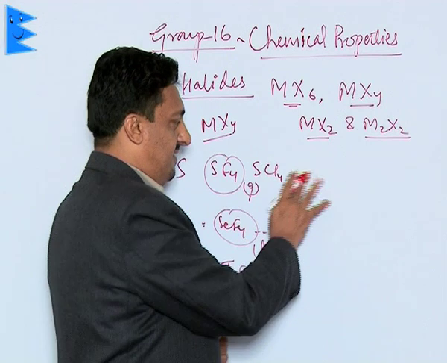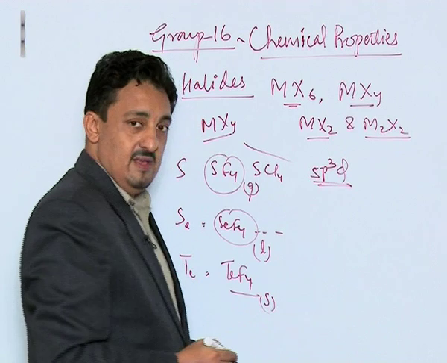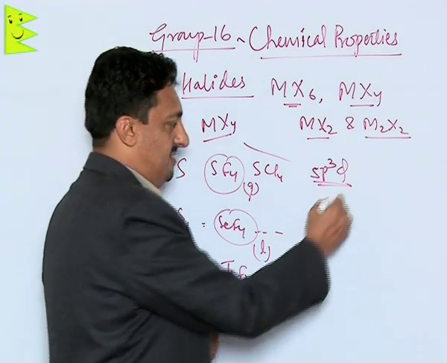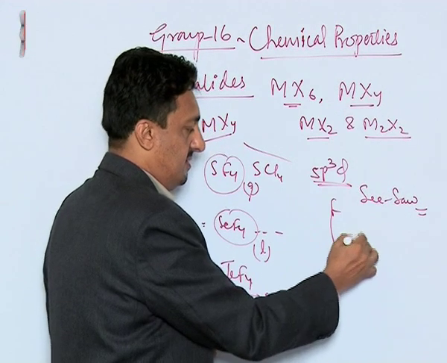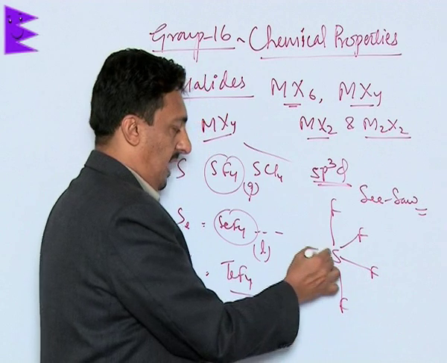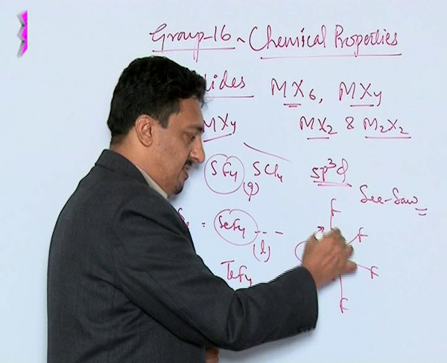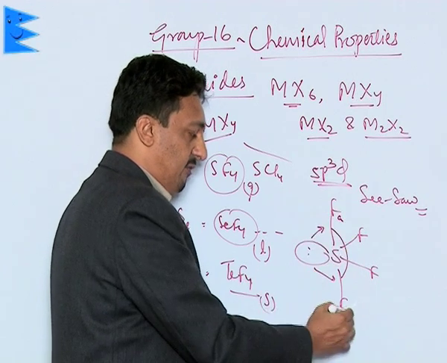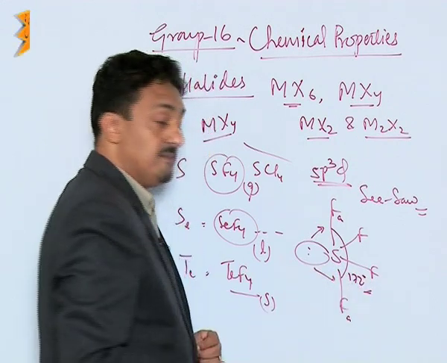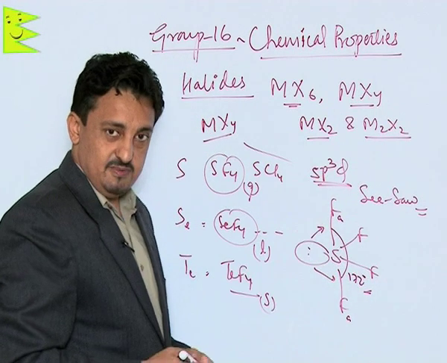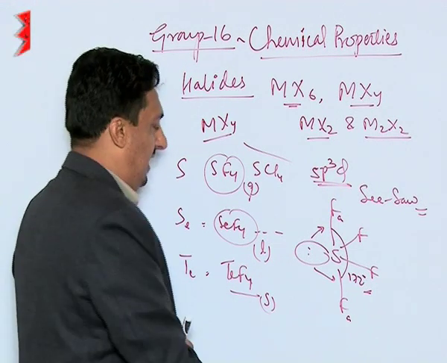Now all of these tetrafluorides exist in sp3d hybridization, whose geometry is trigonal bipyramidal, but the structure in this case is seesaw. So it's like this, and there's a lone pair at the equatorial position. Due to this lone pair bond pair repulsion, the angle between this axial fluorine and this axial fluorine gets reduced from 180 to 172 degrees. That's why this shape is called seesaw shape. Now this is the nature of the halides of the formula MX4.